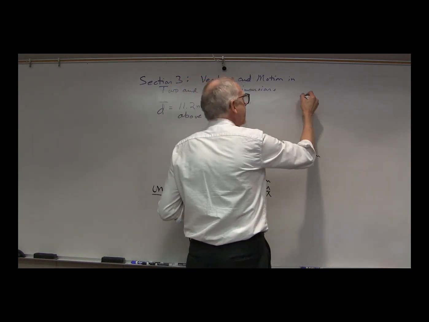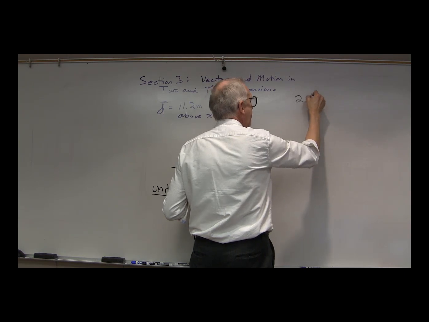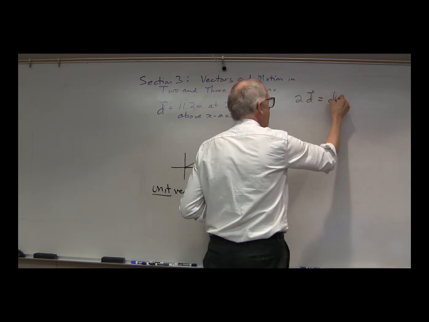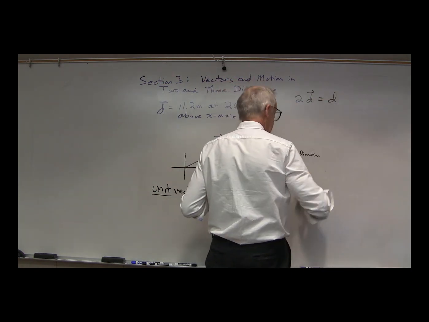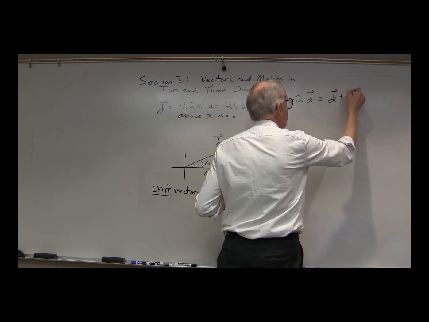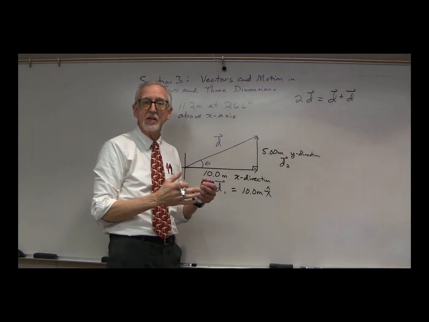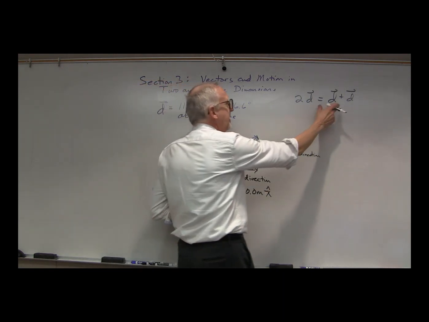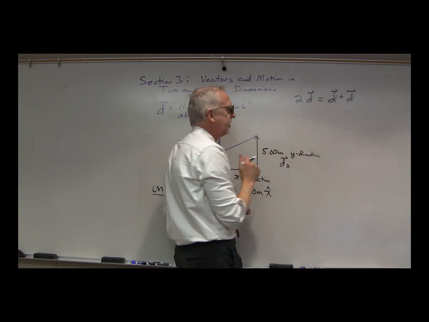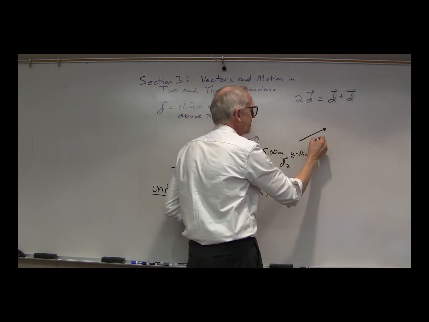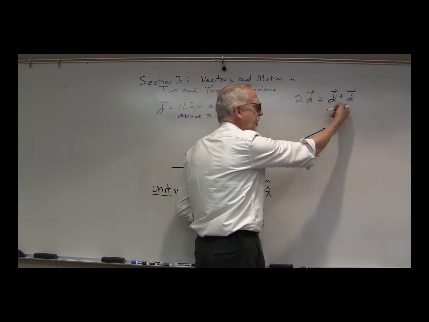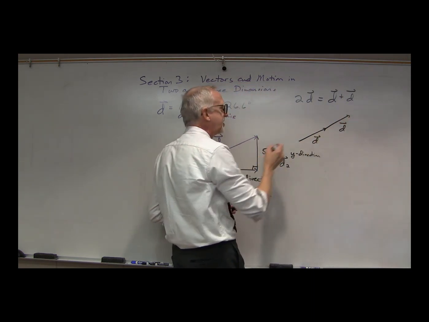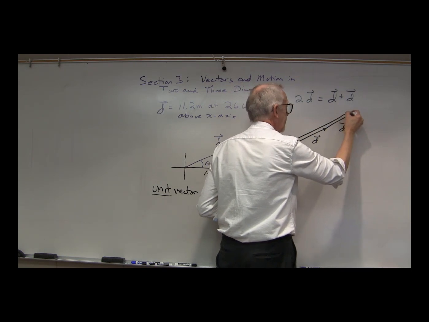Well, what would 2 times a vector, say d, look like? Well, we would expect that to be the same as d plus d. That makes sense. We would expect d plus d to equal 2d, kind of like we always do in mathematics. But what would it mean to add two vectors, d plus d? If we have some vector d, and we add d again, how do we add vectors? Head to tail. So we put another d on there. There's d again. What's the sum? Well, the sum will go from the beginning to the end.